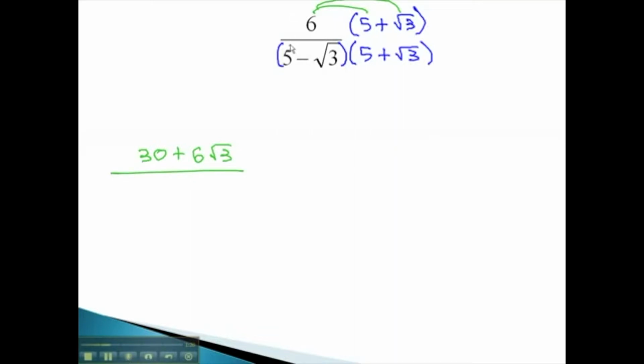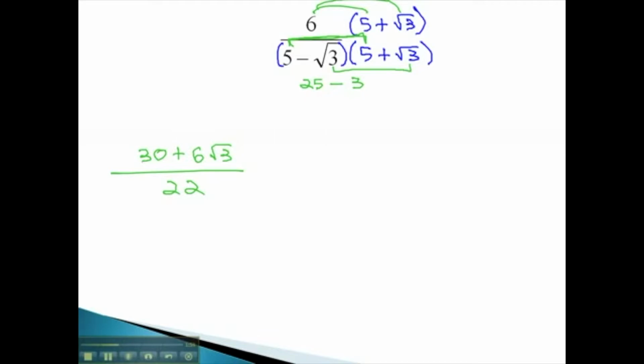In the denominator, because they're conjugates, we can multiply the first term. 5 times 5 is 25. And the last term, root 3 times root 3 is root 9, which is just 3. Remember, we're subtracting because we have a positive times a negative. 25 minus 3 is 22.